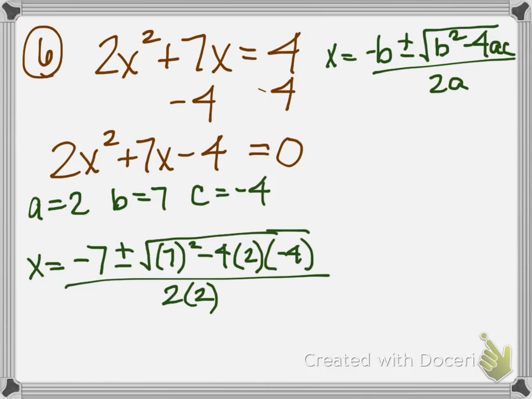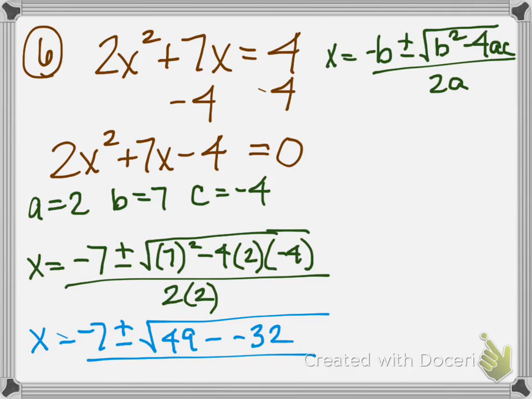So let's see what we got here. x equals negative 7 plus or minus the square root of 7 squared, which is 49, minus 4 times 2 is 8, 8 times 4 is 32. But that's negative, so minus a negative 32, divided by 2 times 2 is 4. Minus a negative changes to positive. So, finishing up over here, x equals negative 7 plus or minus the square root of 49 plus 32, which is 81, divided by 4.